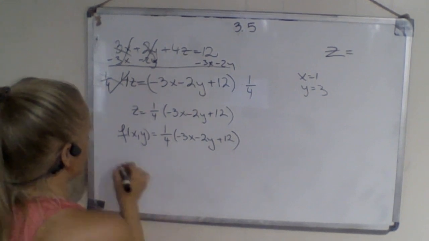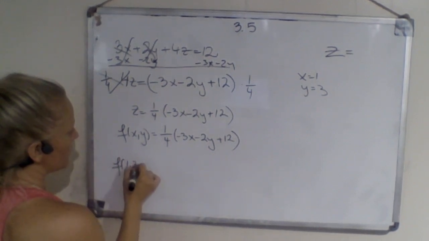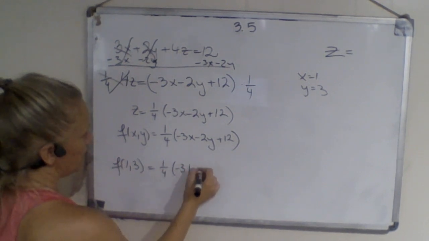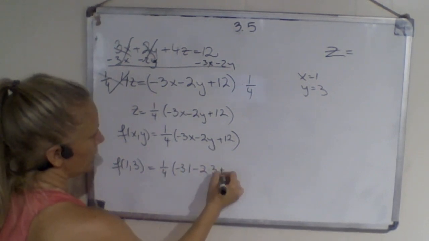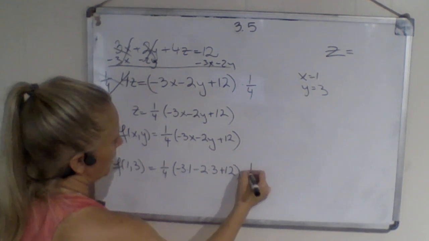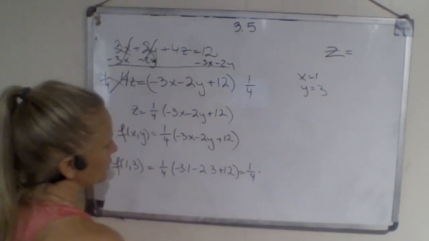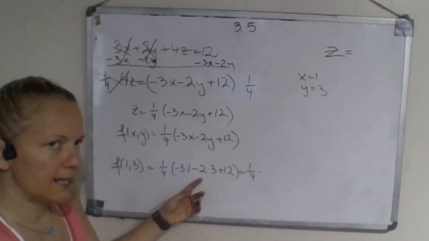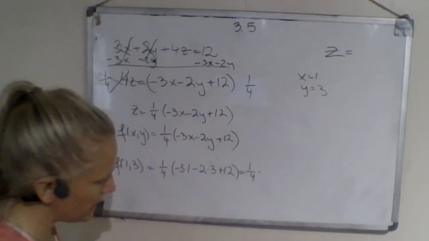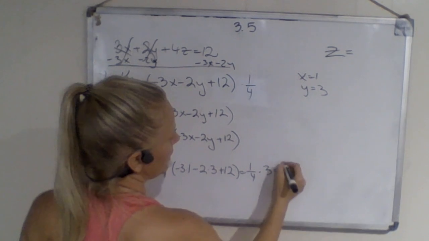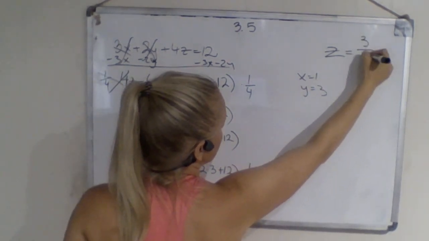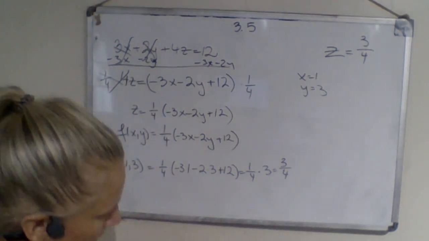Well, this becomes f of 1, 3. That's what we're looking for, is 1 over 4 times negative 3 times 1 minus 2 times 3 plus 12. 1 over 4 times, let's do this mental math because we can. Negative 3 minus 6, negative 9 plus 12, or 3, so 3 over 4. So my z is 3 over 4, right?